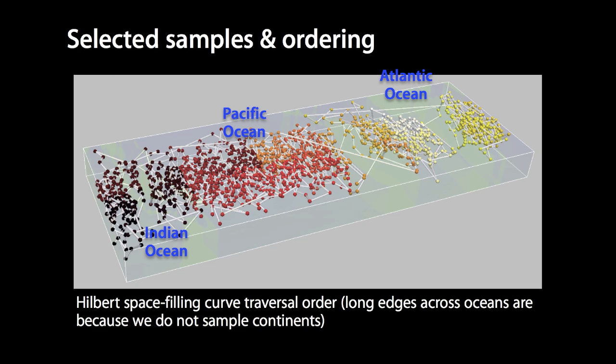To build the distance matrix, both of the two axes must follow a 1D ordering of the selected 3D samples. We traverse the 3D samples using a Hilbert space-filling curve, which ensures that spatially close samples in the 3D data are likewise close in the resulting 1D ordering.